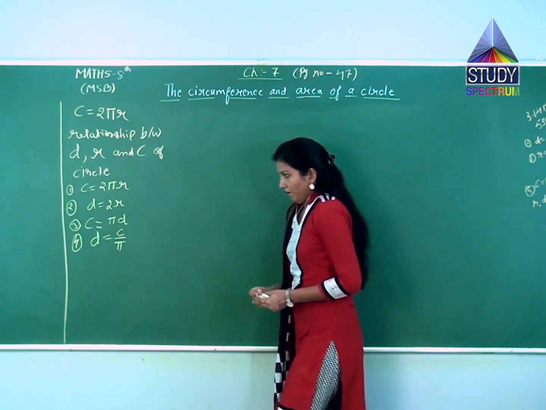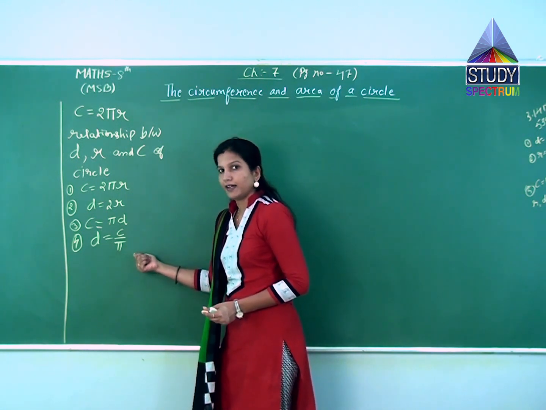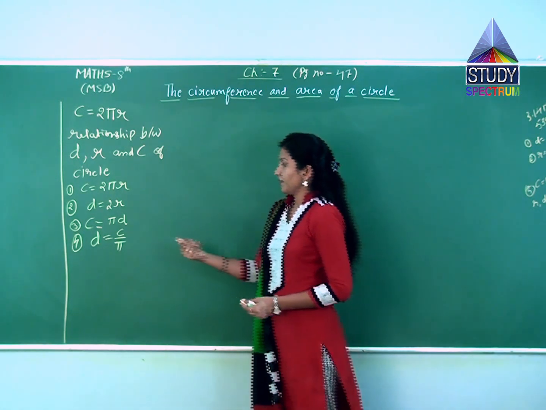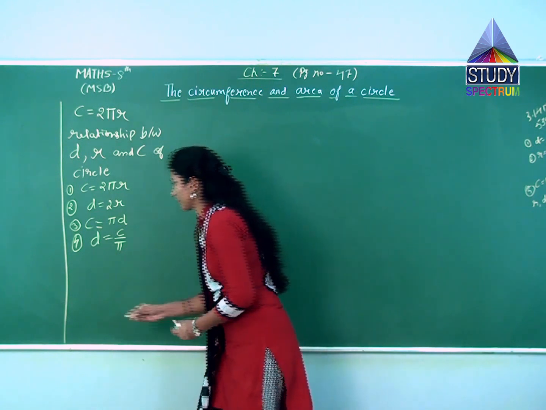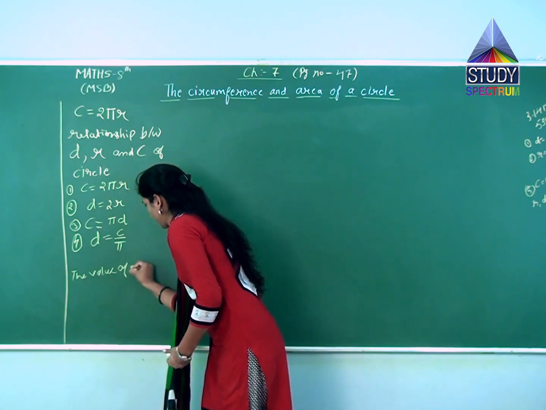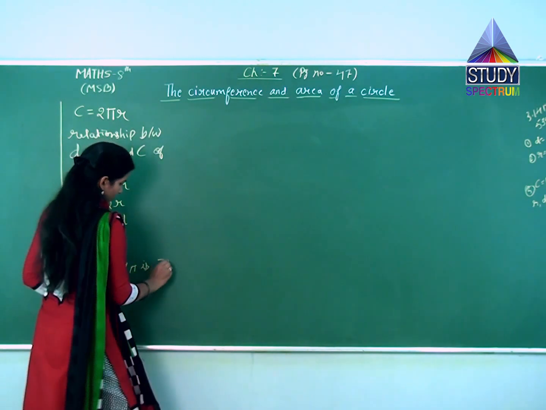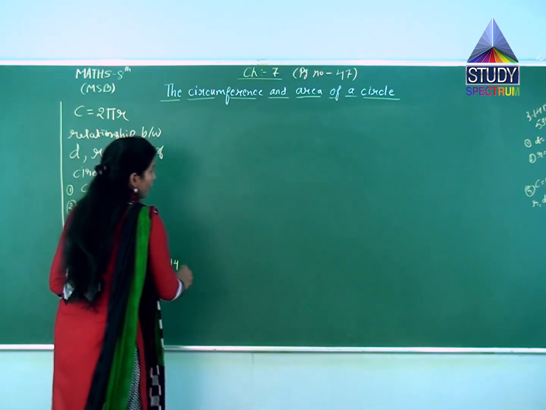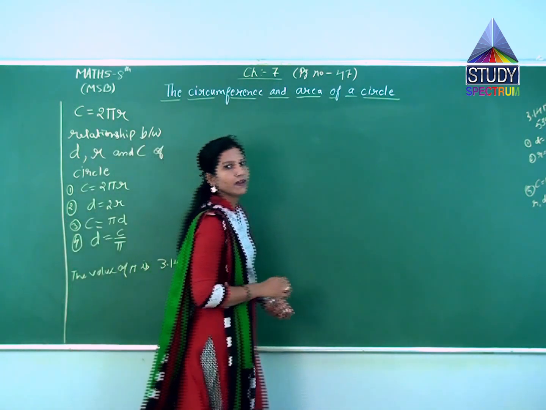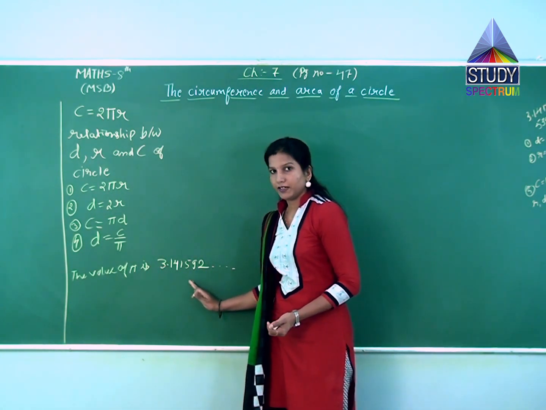Now, what about the value of pi? What is pi? Pi is a Greek letter which is used here as a symbol for the constant. The value of pi is 3.141592 and so on. But this decimal is a non-terminating decimal.